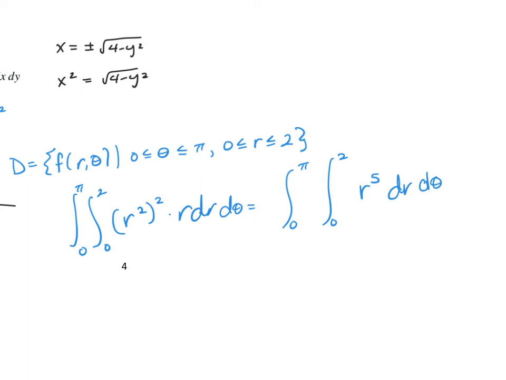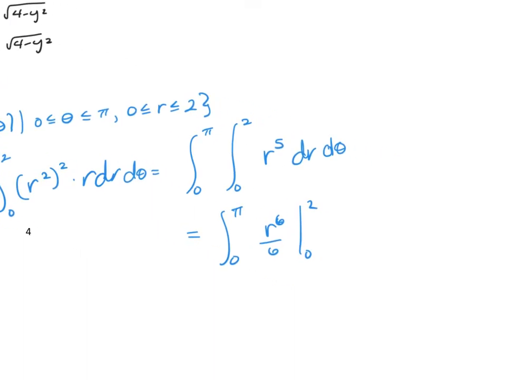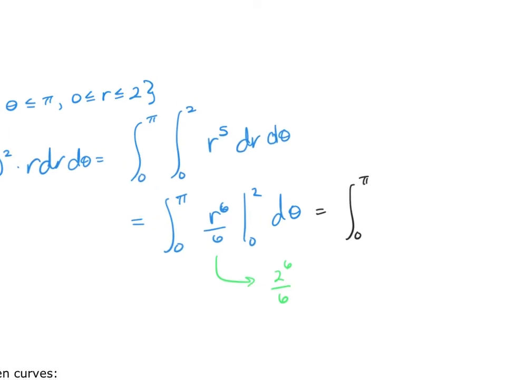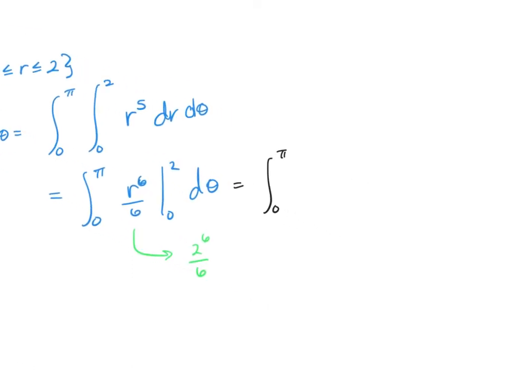Nice easy peasy lemon squeezy from 0 to pi. We have r to the 6th divided by 6 evaluated from 0 to 2, d theta. And we know this part is going to be 2 to the 6th divided by 6. So then this is going to be equal from 0 to pi. And 2 to the 6th, I believe, is 64, I think.